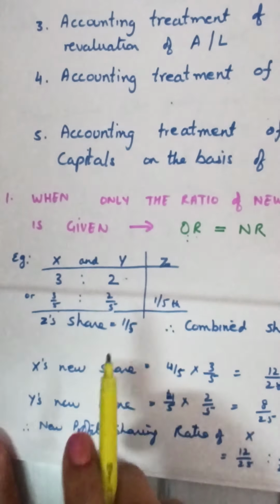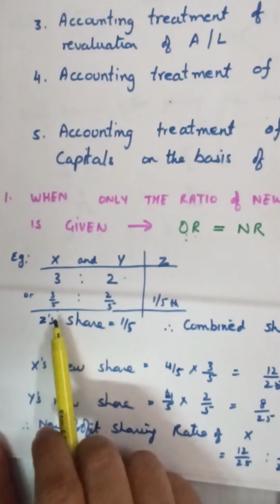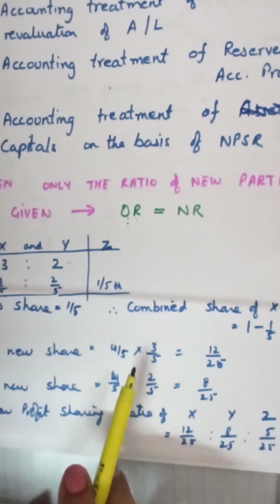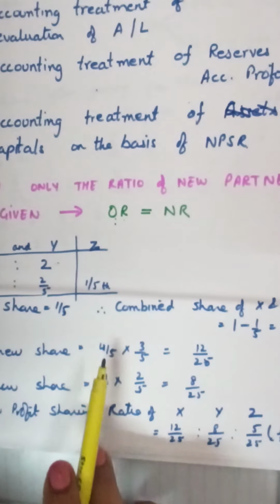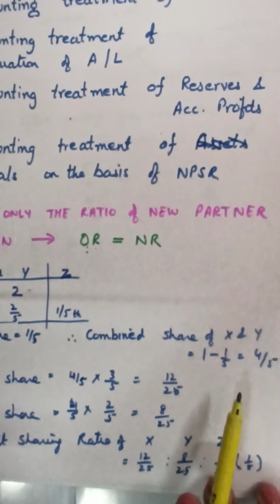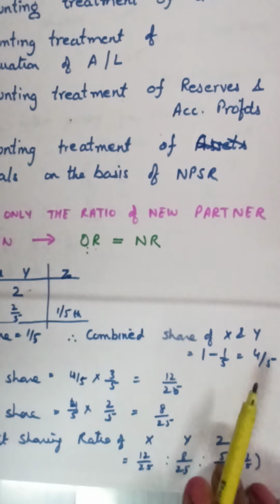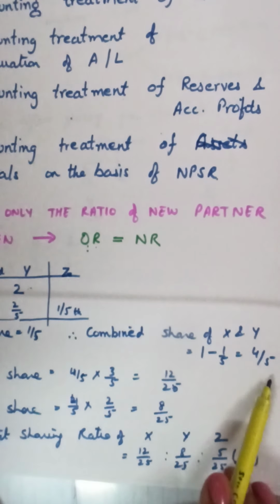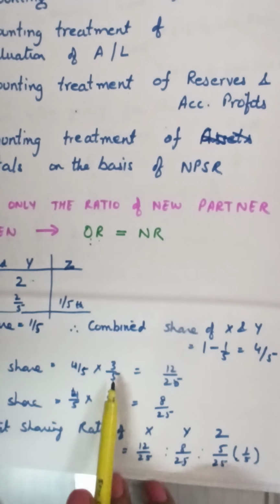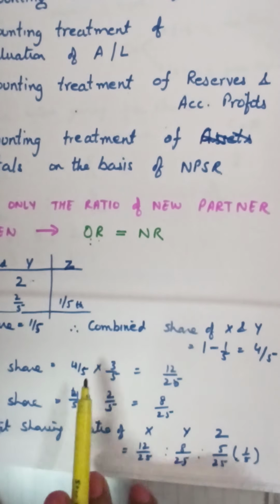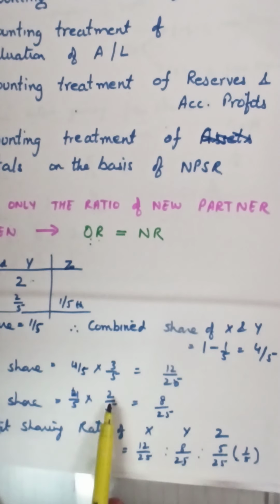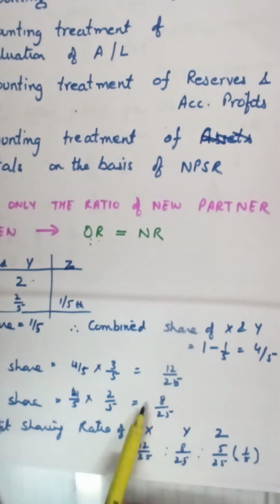Now the ratio of X and Y's share will be the same. 3:2 was the ratio, 3:2 will be the ratio now. But 3:2 of what? Of 4/5, because the share left for them is 4/5. So X's share is 3/5 of 4/5, that is 12/25. Y's share was 2/5, now also it will be 2/5, but 2/5 of 4/5 share.